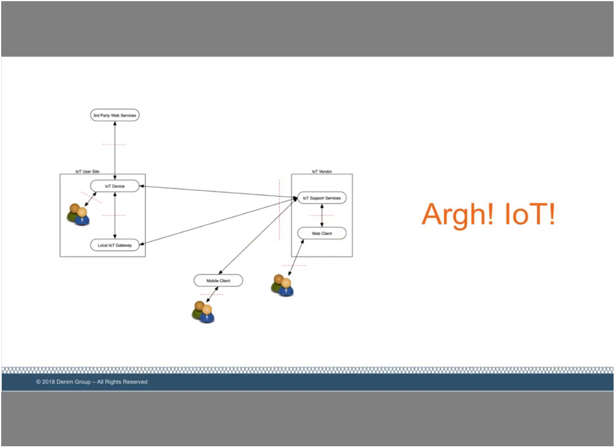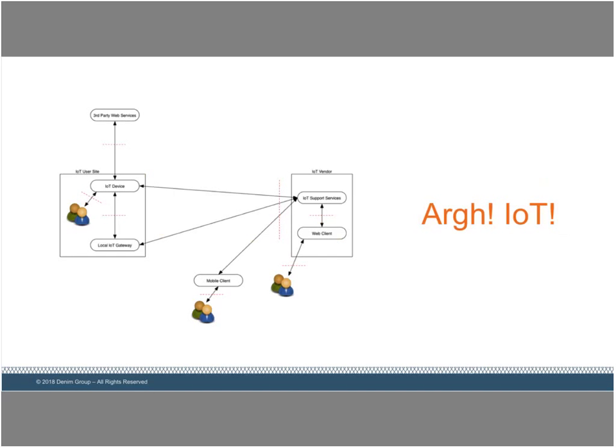Oh crap, now we move to an IoT environment. Well, here we have on the left some sort of an IoT device being used by users that we don't know anything about. Maybe it is talking out through a gateway, if that gateway is trying to coordinate locally a number of those devices. Maybe the IoT device needs to talk out to some external web services. And that IoT device probably needs to call back home to some sort of shared IoT support services.